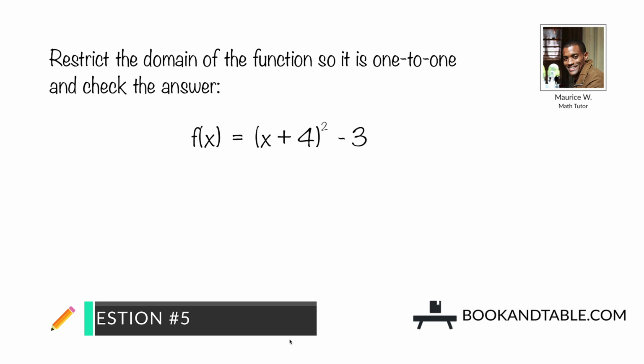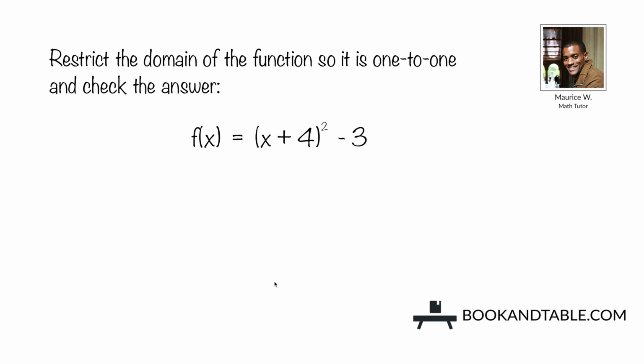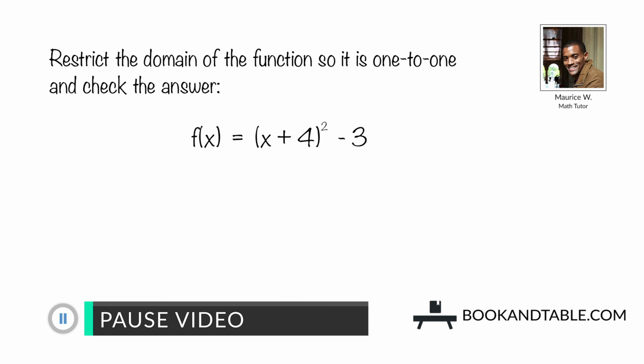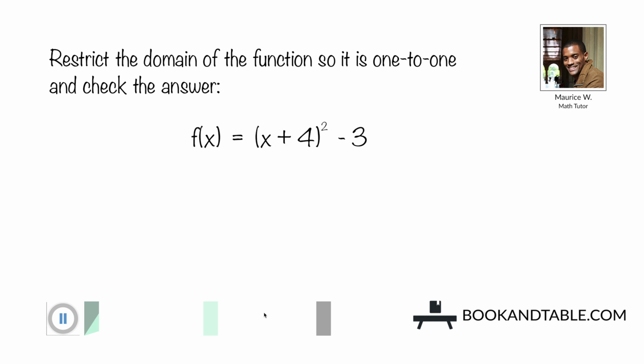Let's now have a look at question number 5. Restrict the domain of the function so it is 1 to 1 and check the answer. And we are given f of x is equal to (x plus 4) squared minus 3. Pause the video, answer this question, and then press play when you are ready to begin.